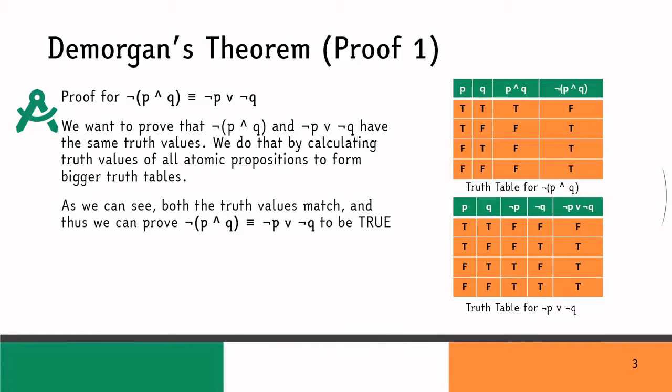That being said, we can plot the truth values for negation of P or negation of Q as shown in the table. And as we can see, both the truth values in the tables match, which means that negation of P and Q equals negation of P or negation of Q.